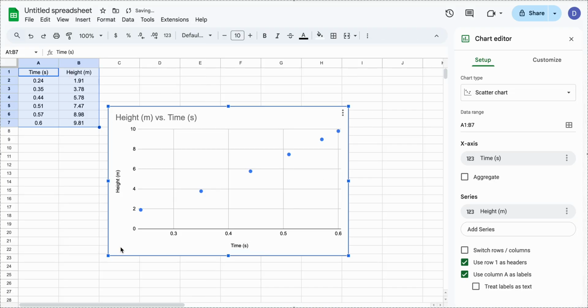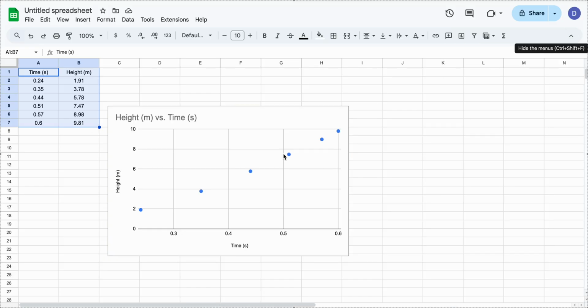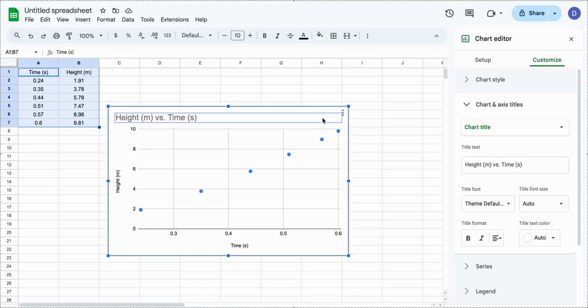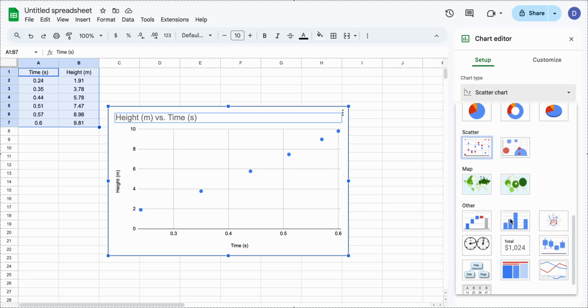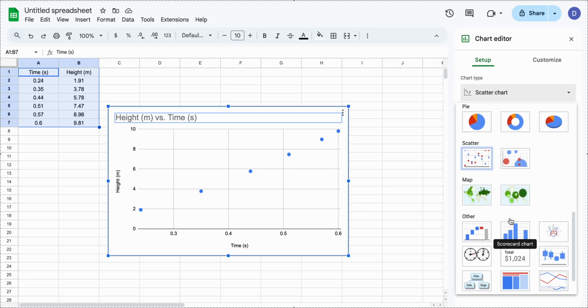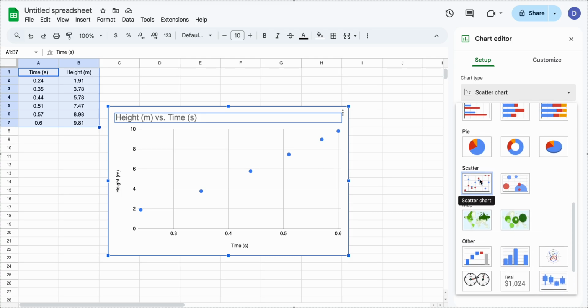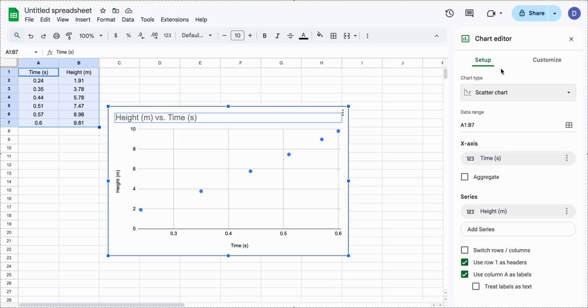Now mine just shows right away scatter plot, but if yours doesn't, just go over here in the setup, and if let's say you don't see the setup, all you have to do is double click on your chart. Okay, then setup, and if you don't see a scatter chart, just find it here. Please don't do line charts. Okay, you need to do a scatter. Okay, so there we are.